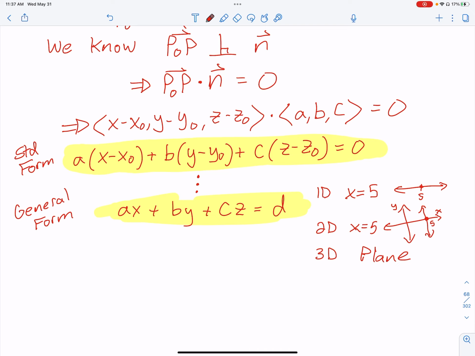A plane in 3 space, a line in 2 space, a dot in 1 space. One variable, x to the first. Okay, so those are our forms. Let's lead into an example.